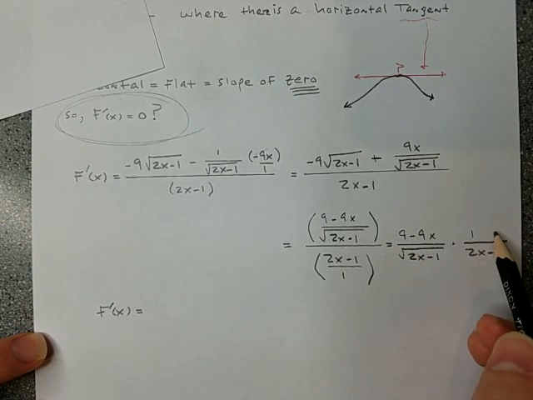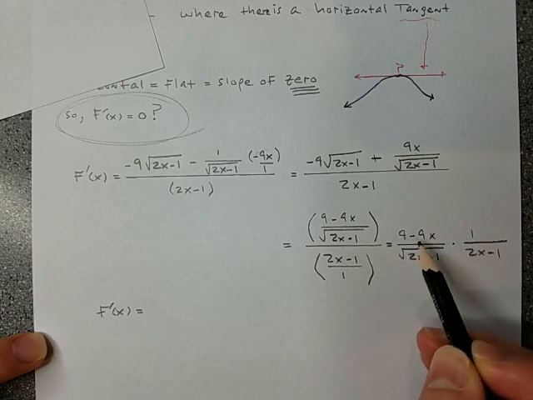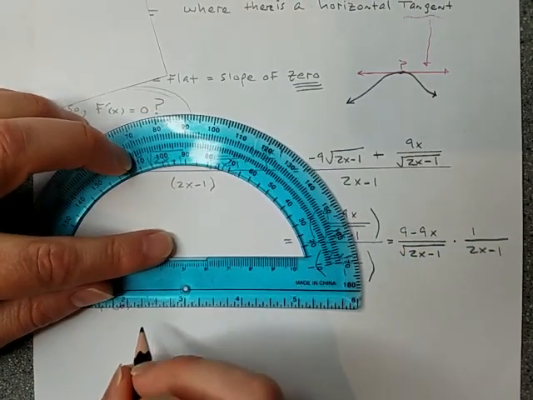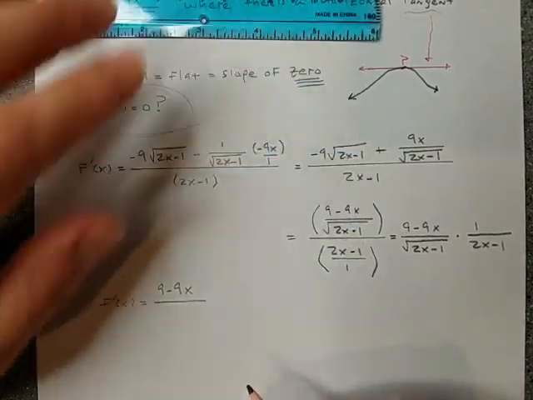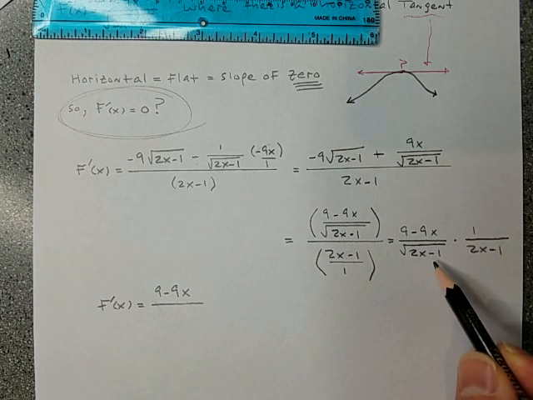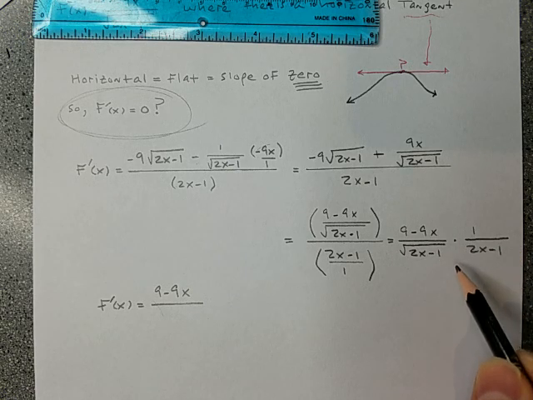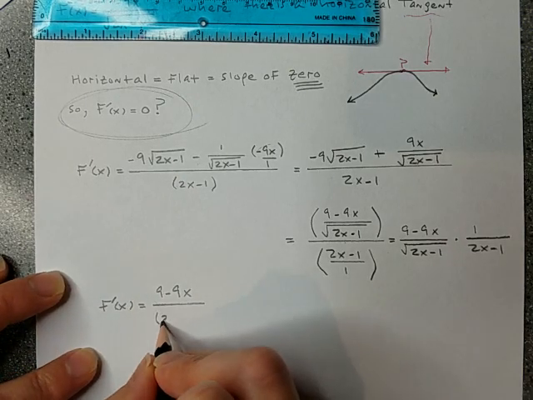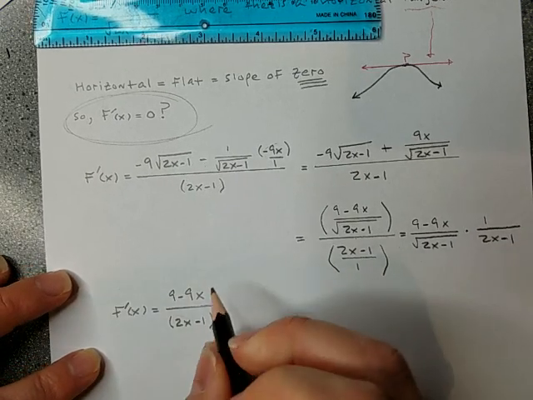And what do you get if you multiply these together? Well, you multiply straight across, so I'm going to have 9 minus 9x times 1. All right, that's not so bad. 9 minus 9x, okay. But what's the bottom part? Aren't we multiplying like things? I got 2x minus 1 to the 1/2 power times 2x minus 1 to the 1st power. How do you multiply like things? You add the powers. So I'm going to get 2x minus 1, and the power will be whatever 1/2 plus 1 is, and that's 3 over 2.